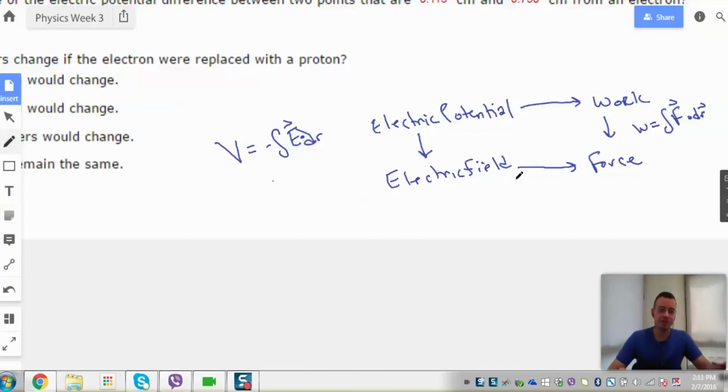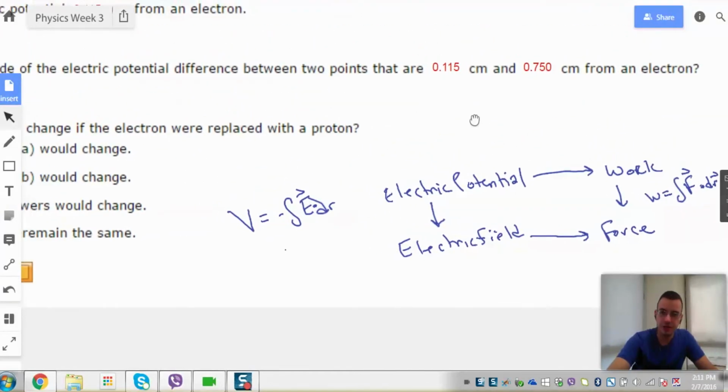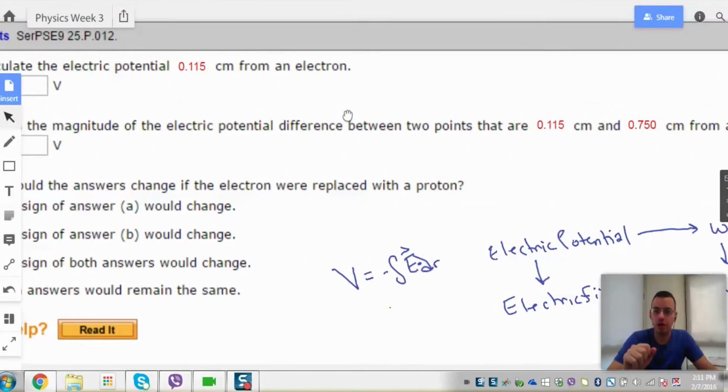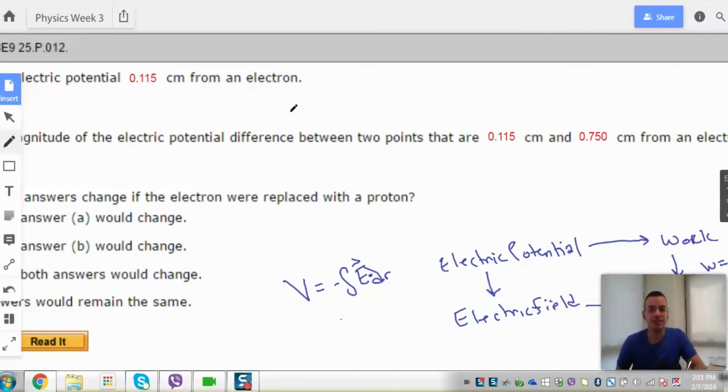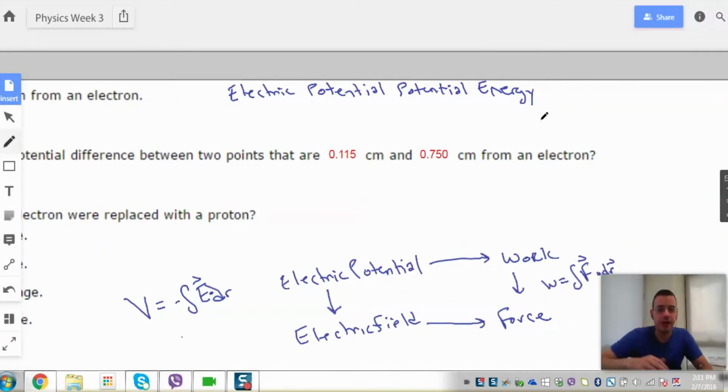So, I hate the term electric potential. Whenever you see the phrase electric potential or electric potential difference, think of it as electric potential energy difference. You're like, what? You just took a simple concept and added more words to it. Well, I kind of did.